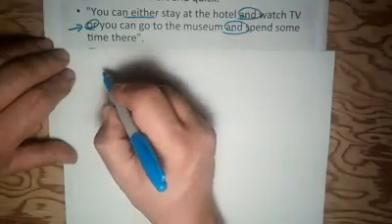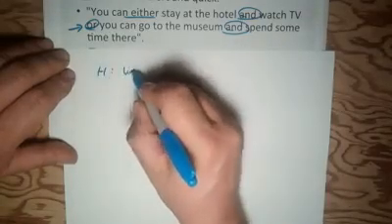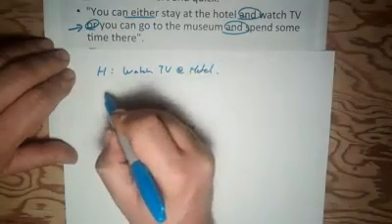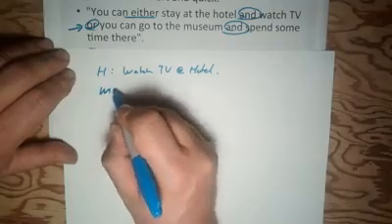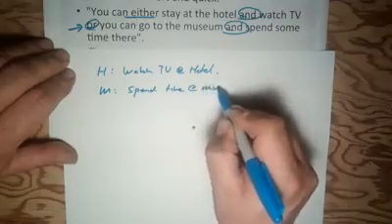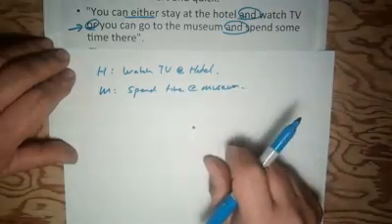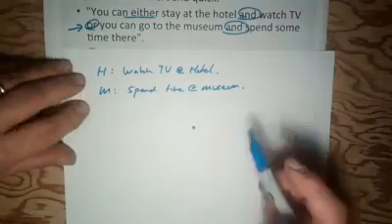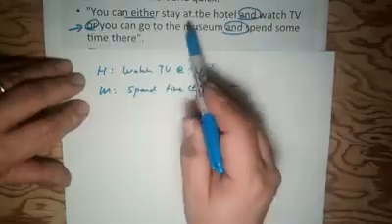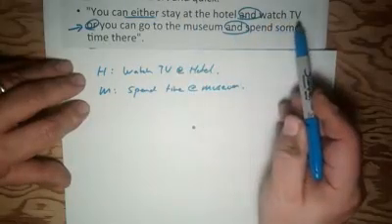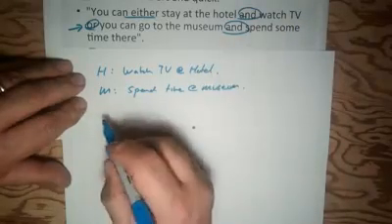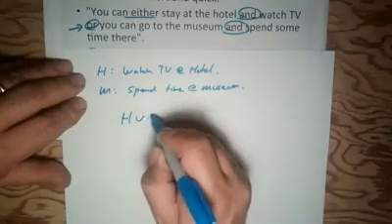So how about if we have H: watch TV at hotel, and M: spend time at the museum. Have I done any discredit to either of those statements? I don't think so. And then I get a real nice H or M.